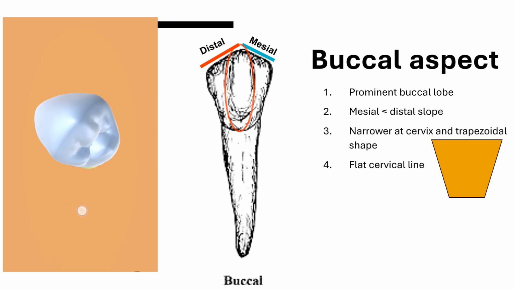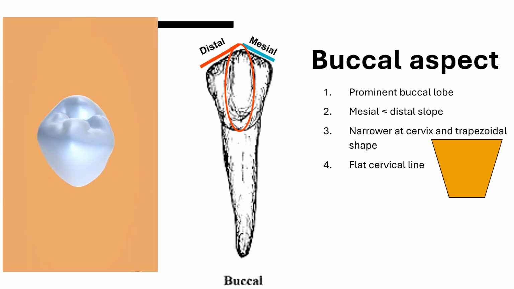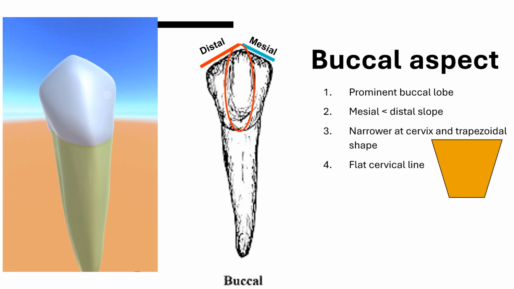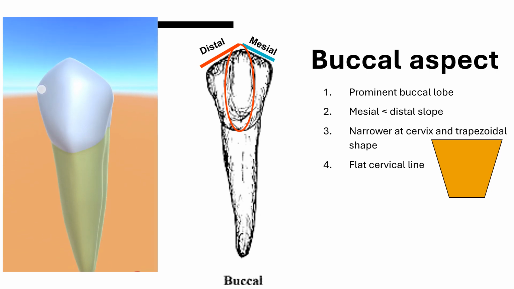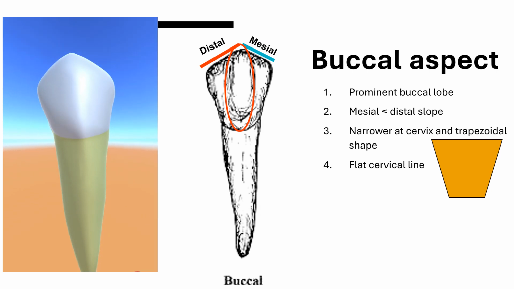When you see from the buccal aspect, you can see a very prominent buccal lobe, and it forms a ridge which you can appreciate more when you see from the top. Roughly it is trapezoidal in shape, as you can see here. It is wider at the contact point and narrower at the cervical portion. And this trapezoidal pattern gives an almost flattened, although you can see a concavity here, cervical line that may be flattened at some portions.